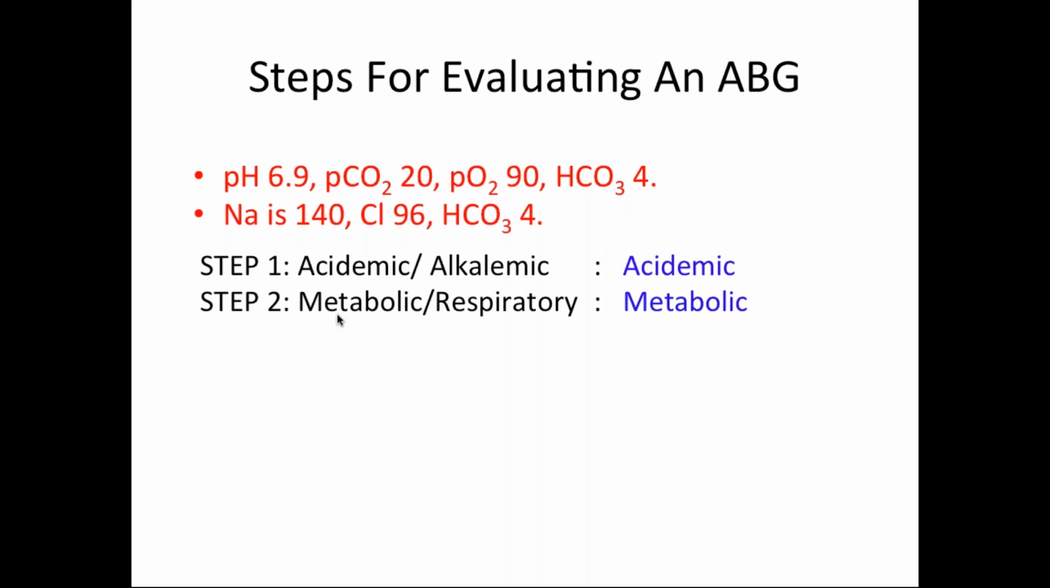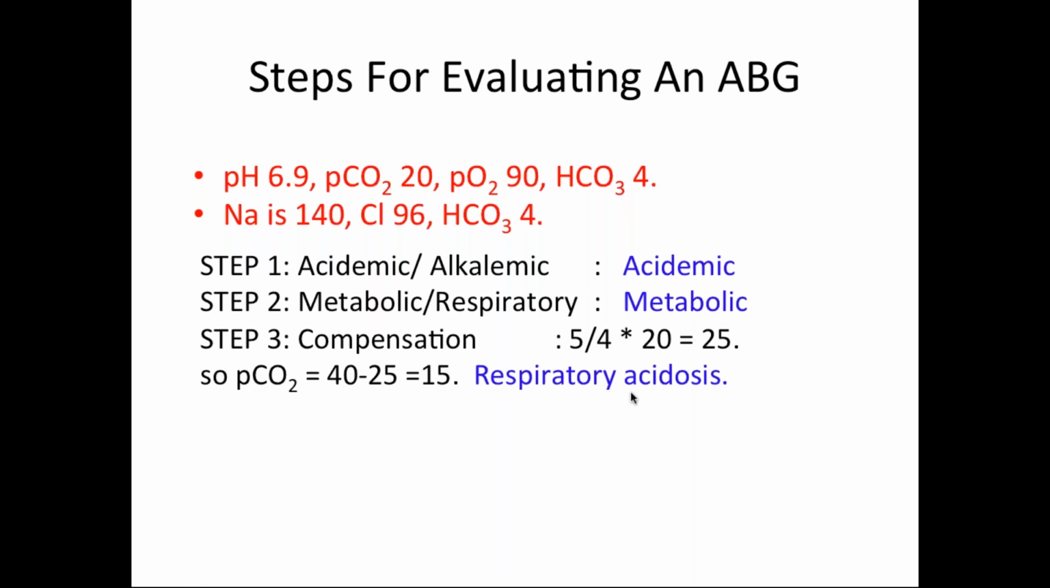Step 3 is to see what the respiratory compensation is, or whatever the compensation is. In this case, the primary event is a metabolic acidosis. So for every 1 drop in bicarb, the PCO2 should drop by 5/4. The bicarb has dropped from 24 to 4, so that's a drop of 20. We multiply 20 by 5/4, and that gives us 25. So the PCO2 should have dropped by 25, from 40 to 15. But currently, instead of it being 15, it is 20. So there is a small amount of respiratory acidosis because the PCO2 has not been blown off as much as it should have. So there is a small respiratory acidosis in addition to the severe metabolic acidosis.